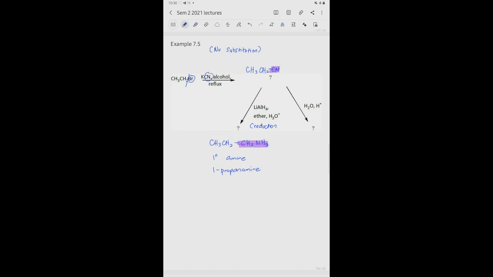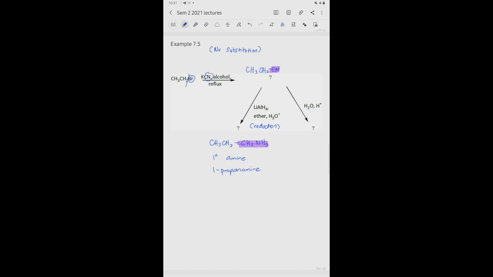Alright, so this is reduction. When I say reduction, it means we are adding hydrogen. Oxidation, we add oxygen. So the next reaction, the cyano compound can undergo hydrolysis. Hydrolysis is a reaction with water. The easiest way to remember: react with water.